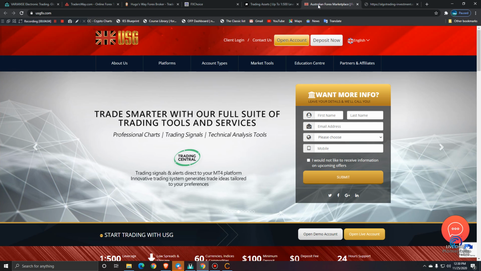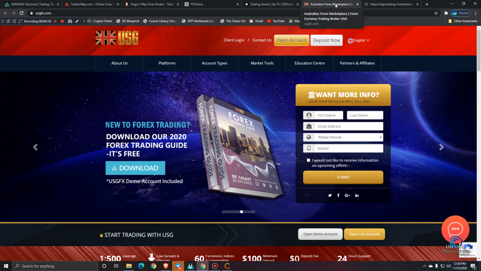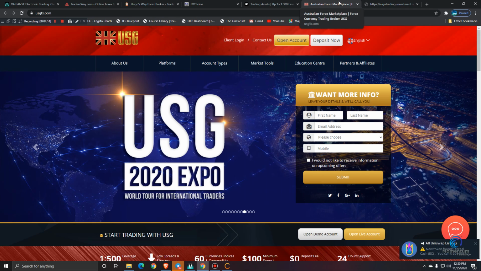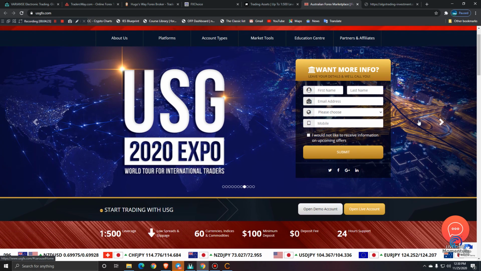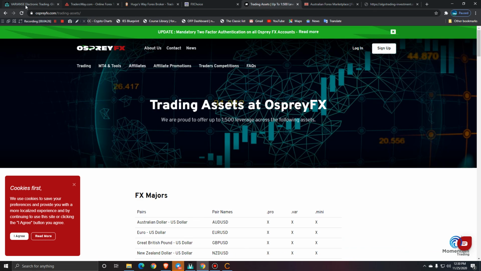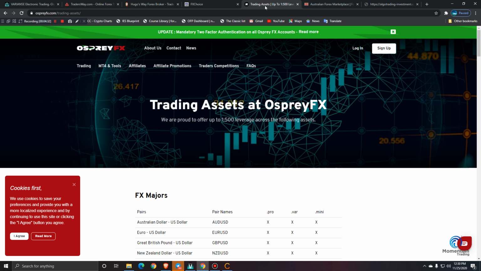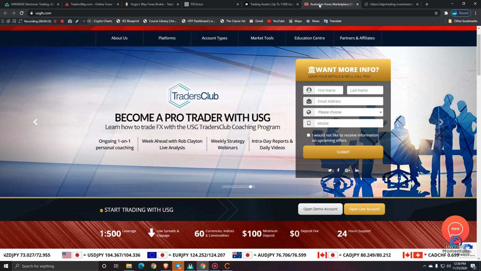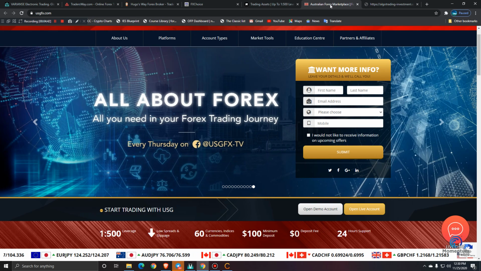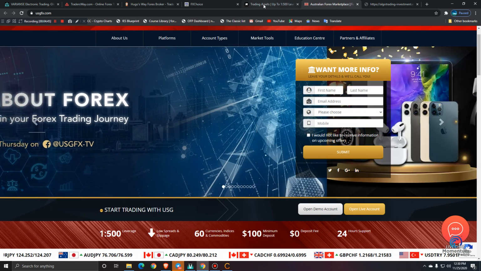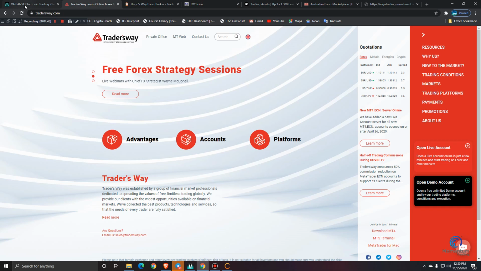I like all these brokers because they provide leverage that's provided around the world, but for some reason in the United States, they limit us with their U.S. brokers. So these guys, Variance, Traders Way, Hugo FX, FX Choice, Osprey FX, USG FX, all of these allow U.S. traders. I'm not a financial advisor. Trade at your own risk. Yada yada yada. But these ones work, and you can make a demo free and quick.